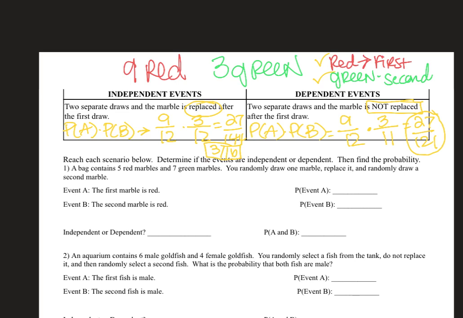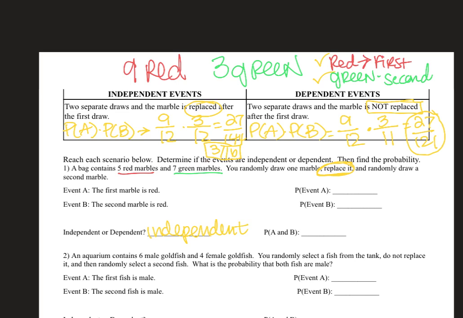All right, read each scenario below, determine if the events are independent or dependent, then find the probability. So the first one says, a bag contains 5 red marbles and 7 green marbles. You randomly draw, replace, and randomly draw a second marble. So I have my 2 events. I need to say whether they're dependent or independent. Now, because I said replace, it's telling me it's going to be independent.